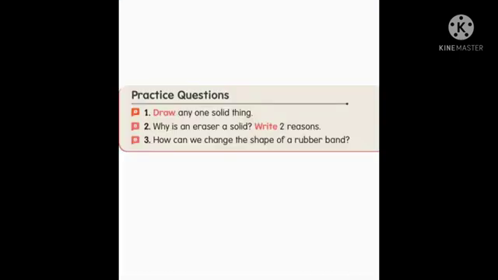Here you can find the content book PQs, practice questions. See the first question. Draw any one solid thing. Now you can see the second one. Why is an eraser a solid? Write 2 reasons. See the third one. How can we change the shape of a rubber band? Is it possible to change the shape of a rubber band? How? You have to write the reason.